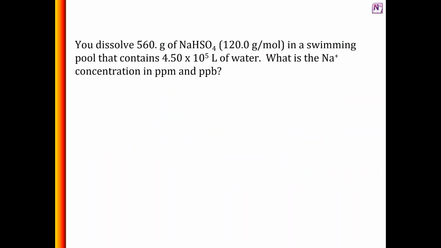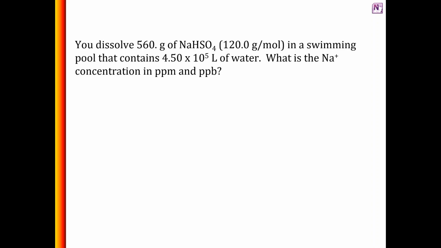Okay, so here's a problem you can work out, and I'm going to let you try this one on your own. And once again, I will post the solution for you. But it says you dissolve 560 grams of NaHSO4, and they give you the molar mass, in a swimming pool that contains 4.5 times 10 to the 5th liters of water. So what is the sodium concentration in parts per million and in parts per billion?